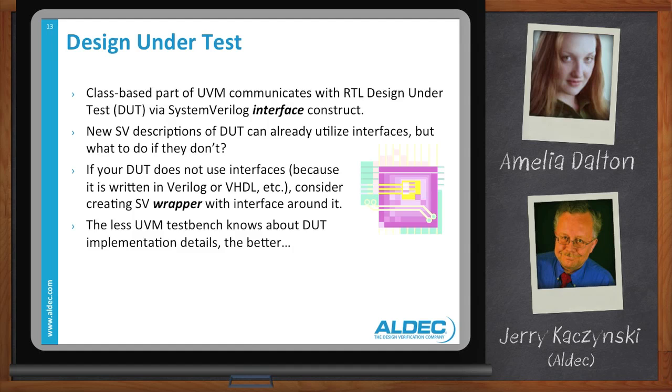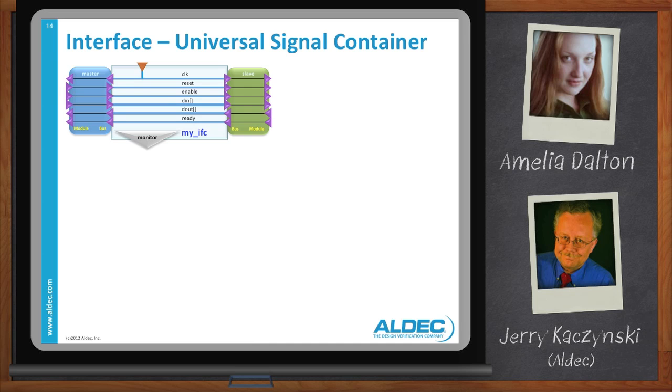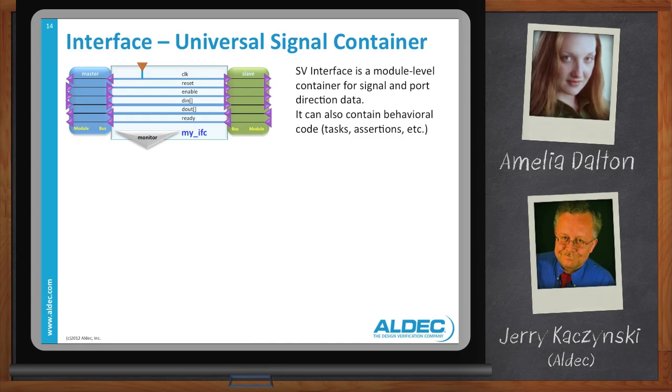So, Jerry, what's so special about the SystemVerilog interface construct? An interface can be treated as a universal signal container. Okay. So the current diagram shows us such a container. Let's concentrate on the central part labeled my_IFC. That's the real container. As you see, it contains a couple of lines: clock, reset, enable, data in bus, data out bus, and ready signal. So that's a pure signal container. We can even say that a SystemVerilog interface is a module-level container for signal and port direction data.